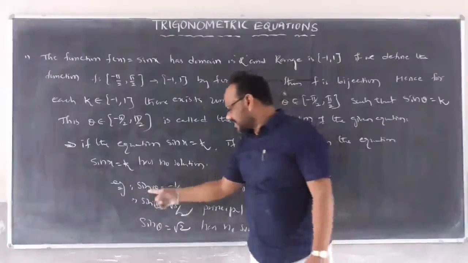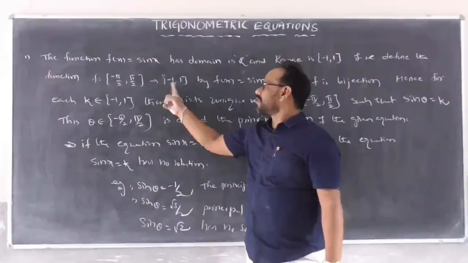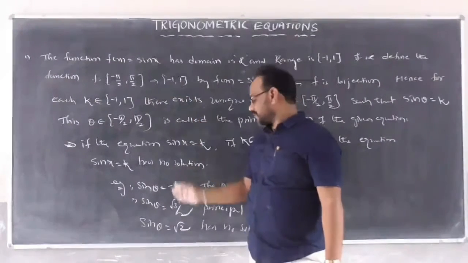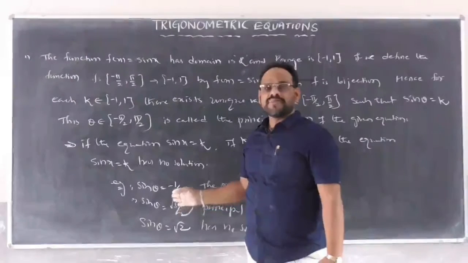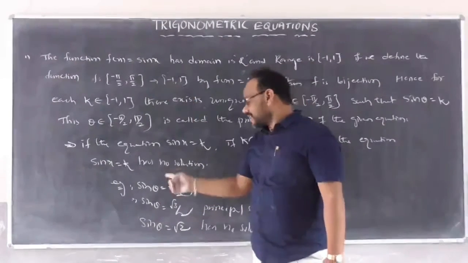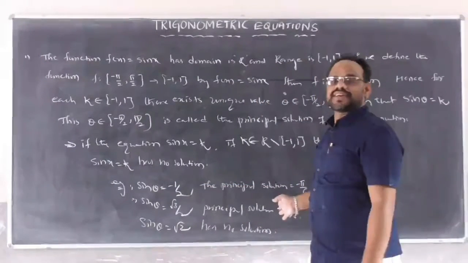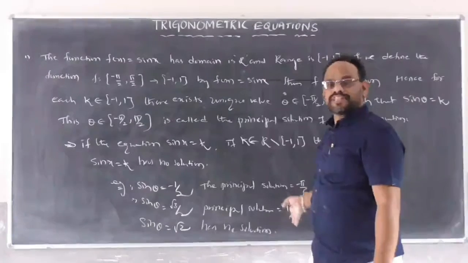Observe here, if sin theta equals minus 1 by 2, minus 1 by 2 clearly lies between minus 1 and plus 1, the closed interval. Minus 1 by 2 is minus 0.5, which clearly lies in this interval. So it has a principal solution. What is the principal solution? Clearly theta equals minus pi by 6 is the principal solution.